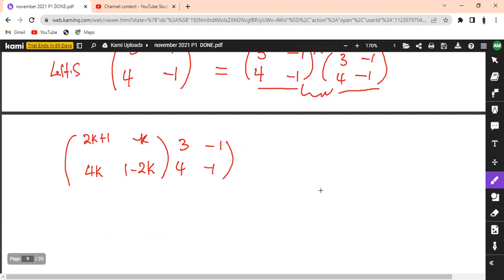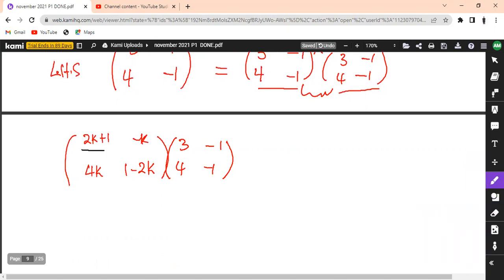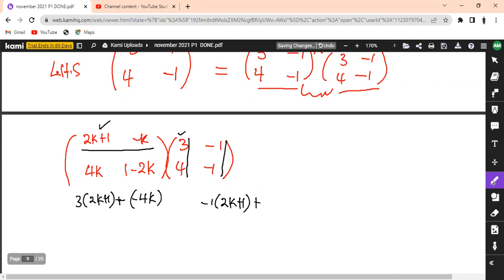All right. So rewriting this, let us now perform our matrix multiplication, where we know that it's row by column. So we have got this row here by this column. Okay, so it's 2k plus 1 by 3, which is going to be 3 into 2k plus 1 plus 4 times k, which is minus 4k in this case. Okay, so that's what you're going to have. Then this row and this column, take note, it's a minus. So it's minus 1 multiplying 2k plus 1. Then plus here we've got minus k times minus k, which is a plus k.